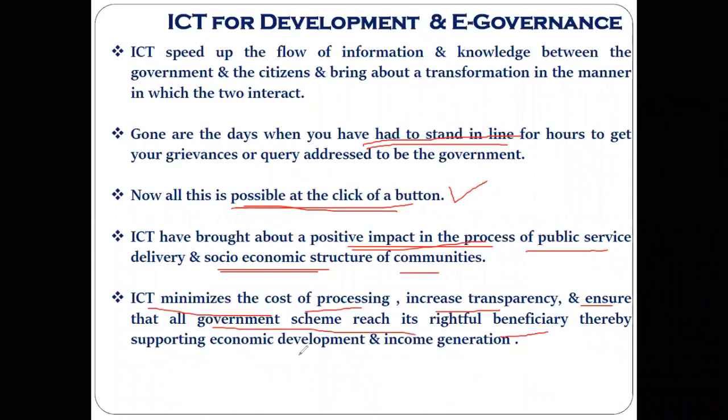Because of ICT, the cost of processing decreases and transparency increases, ensuring that government schemes are reaching the public. So through ICT, the government can easily ensure that the services it provides reach all the people or not. Understood? As you can see, the DBT portal is a very good example of that. Now, if you look at five or ten years ago, the scholarships were coming into the account of the college. You must be knowing these things, yes or no?